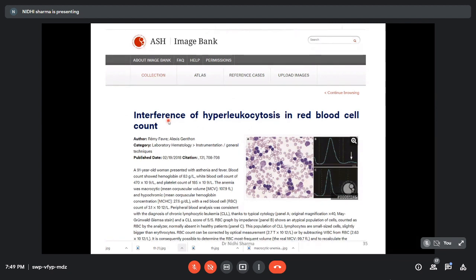this in literature, that hyperleukocytosis usually interferes with the red blood cell count, and in such cases you will get a hump somewhere at the end of this graph. This tells you that you need to go back and look at your slide, and whatever RBC count you have given might be an overestimation.